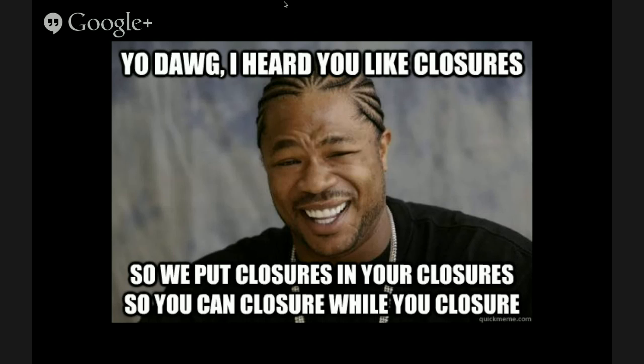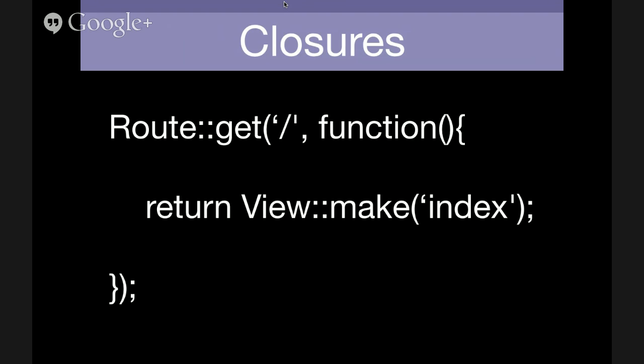Closures. If you've ever used JavaScript, you've used closures. You might know them as anonymous functions or callbacks. The idea is that we can now have functions that aren't named. So here is a basic example. This is Laravel style, just because it's easy and you can easily get the idea.